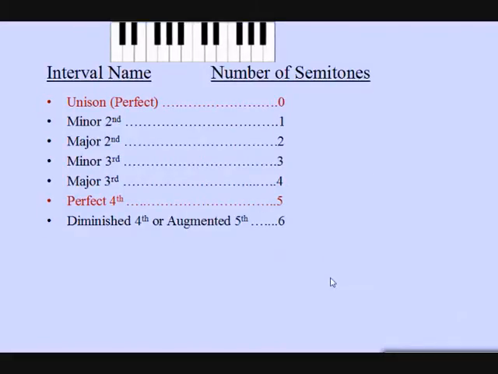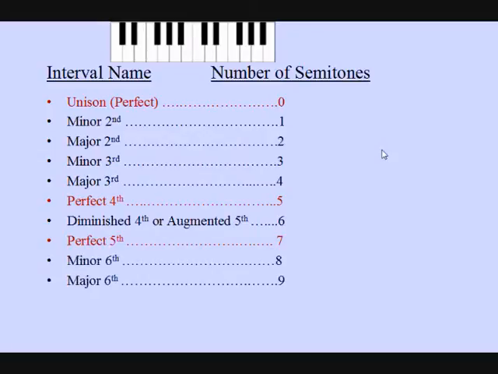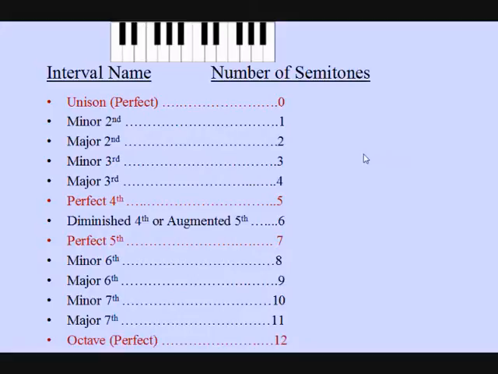If I try to count the distance between D and A, I'm going to get 1, 2, 3, 4, 5, 6, 7 semitones. That then allows me to say that between D and A there is a perfect fifth, and you go on adding here one semitone and you get the minor sixth, the major sixth, the minor seventh, the major seventh, and finally the octave.